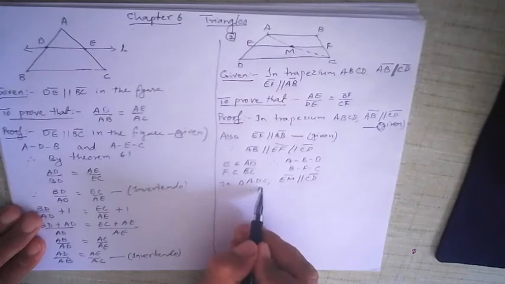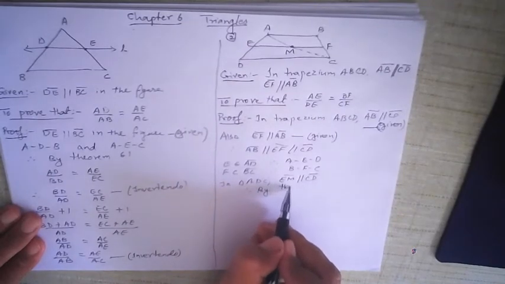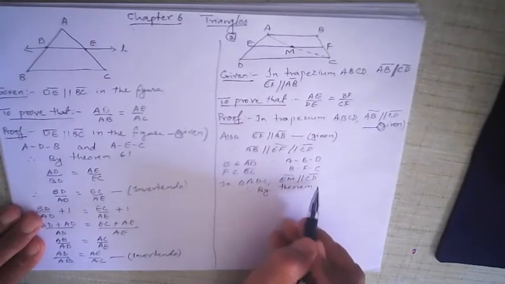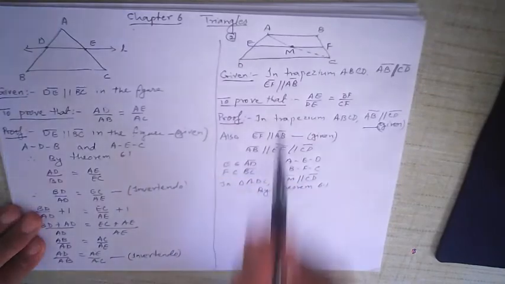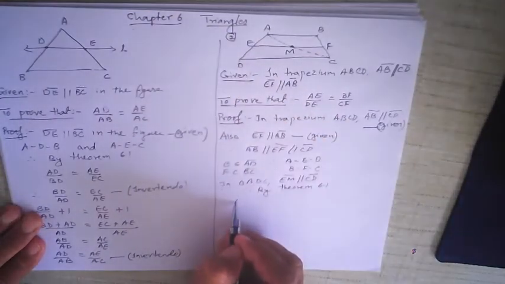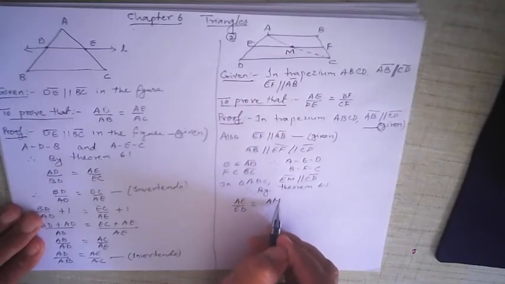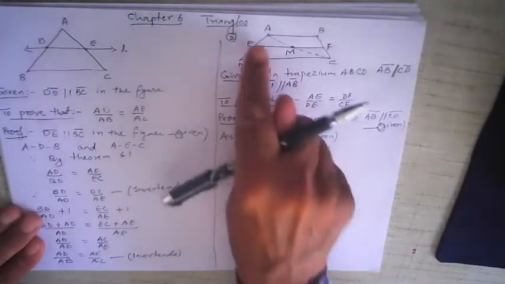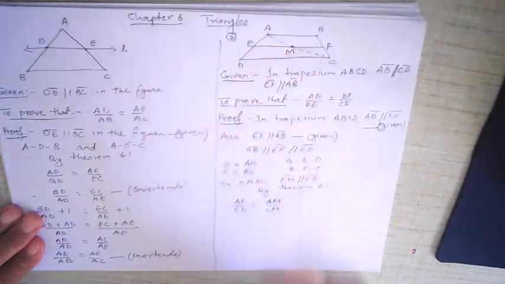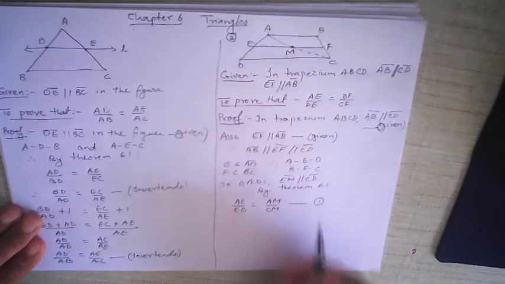Therefore, by theorem 6.1, you can apply fundamental theorem 6.1. AE upon ED is equal to AM upon CM. Let this be result 1.